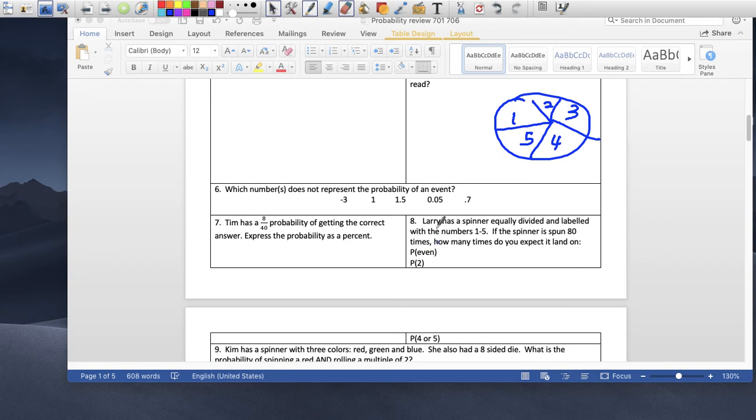Well, what's the probability of getting an even? There are how many even numbers? 2 and 4. So the probability of getting an even is 2 out of 5. And if we use that to predict, we multiply that by 80, and 2/5 of 80 would be 160 divided by 8. So you would expect it to land on even 20 times.